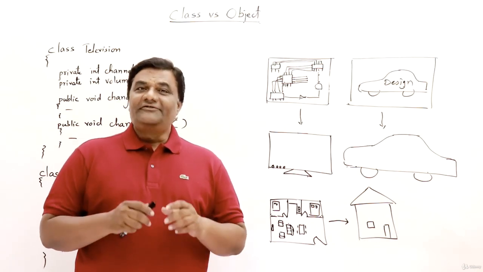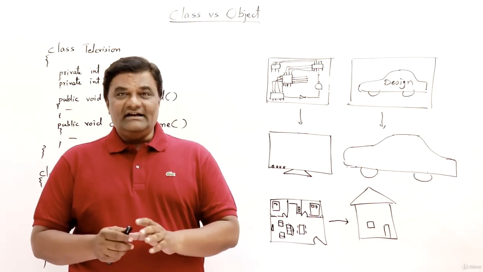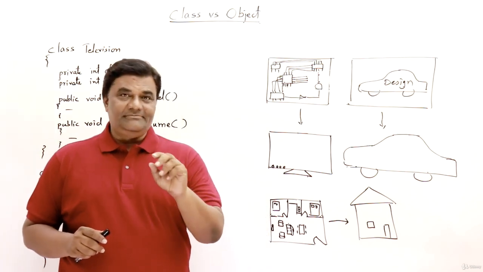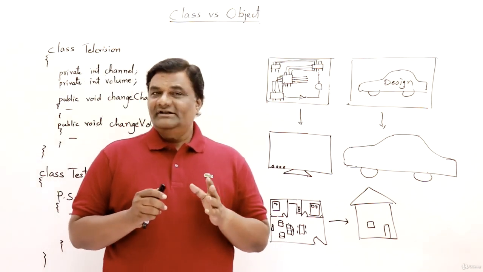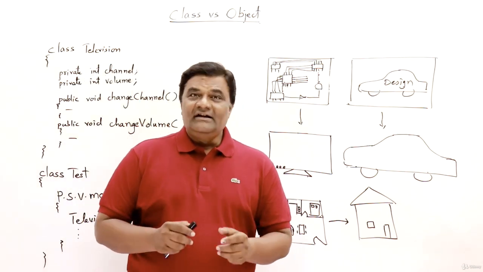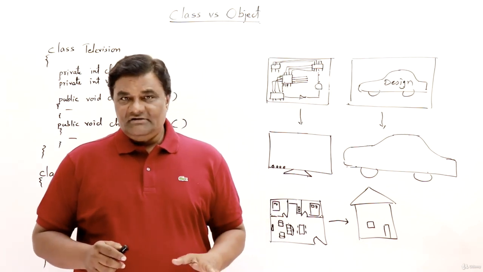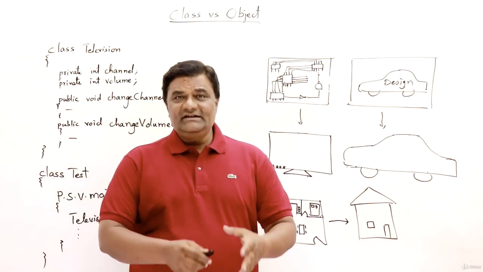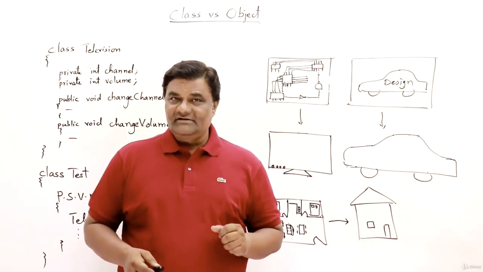Now let us look at the difference between class and object. So first of all, I will take an object and explain what it means by object. As per object-oriented programming, we say that anything in the world is an object. Means object is a thing. So anything in the world you can call an object.